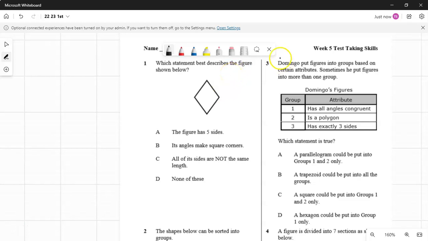Okay, let's go ahead and look at this. We're going to look at week 5 test taking skills, and this is just kind of a practice for the test we're going to take here shortly, the week 5 assessment. So follow along as I read. It says, which statement best describes the figures shown below?